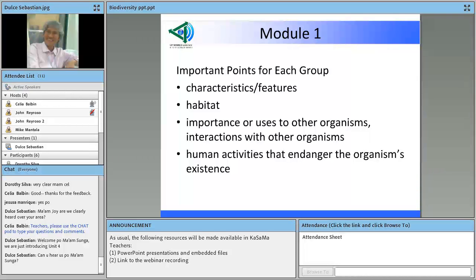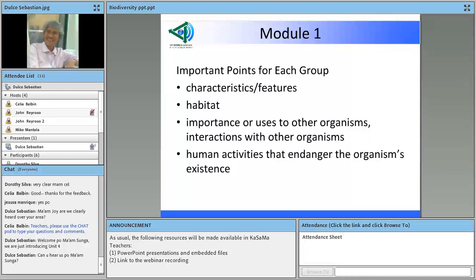What you can do is assign students to read through, for example, 4 or 5 pages that refer to a certain group of organisms, and then have them tabulate the information they get out of that discussion. The first column will have the group, and the second column will have characteristics or features of this group of organisms, their habitat, then in another column the importance or uses to other organisms, or the important interactions they have with other organisms.